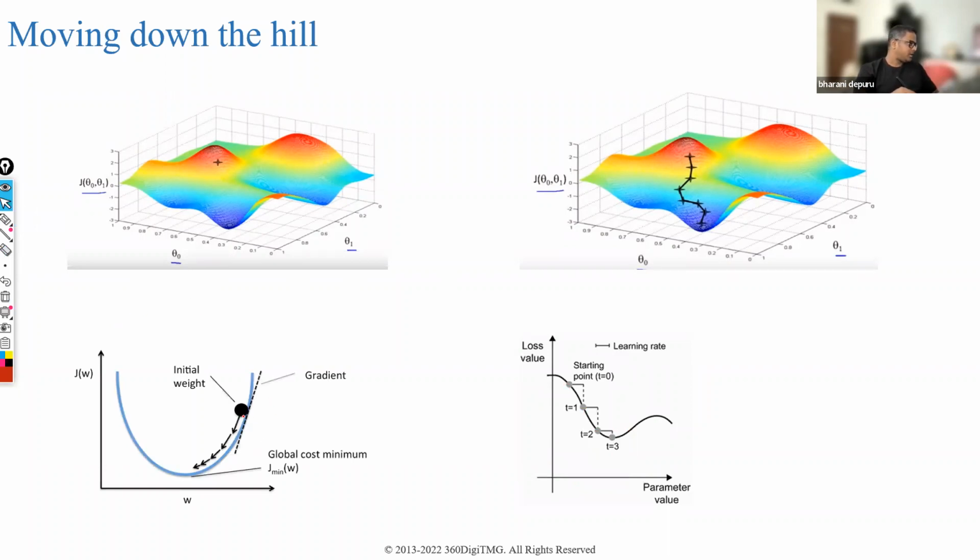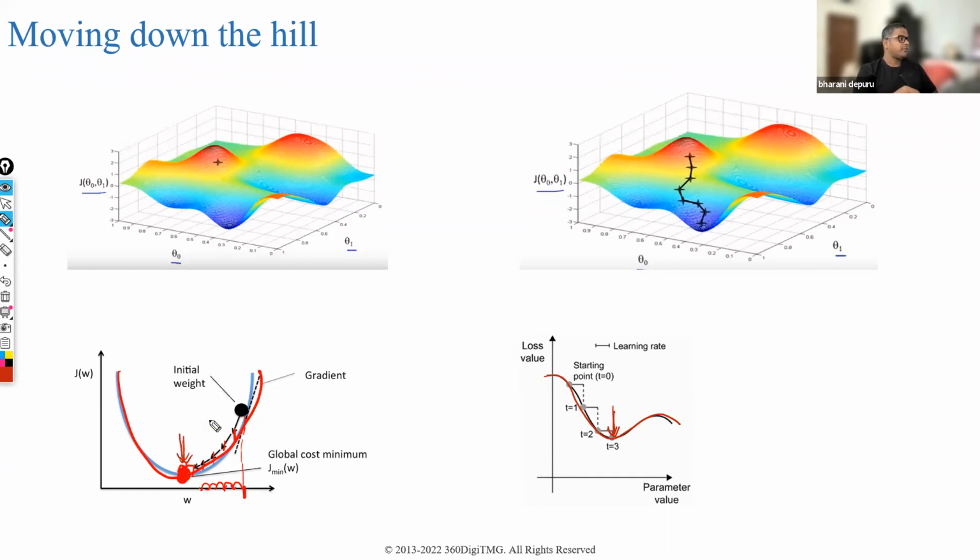Same thing. If your weights are randomly assigned here, then you update the weights, minimize the loss. Update the weights, minimize the loss. Update, minimize. Ultimately, you reach the minimum. If you have an error surface like this, just like that, then you reach the minimum.